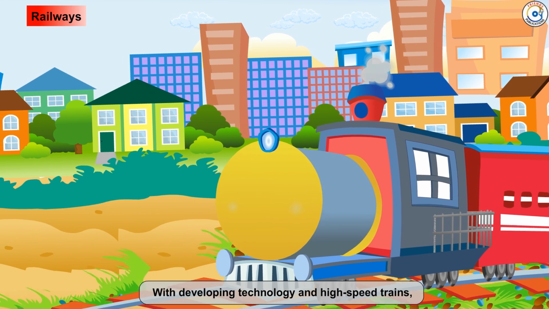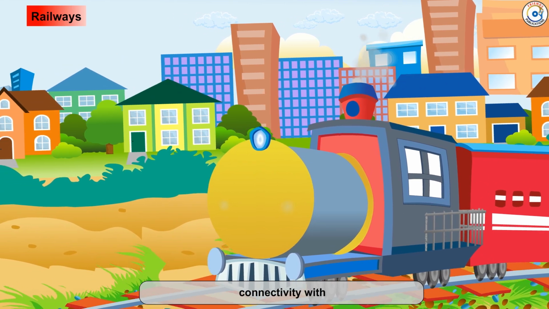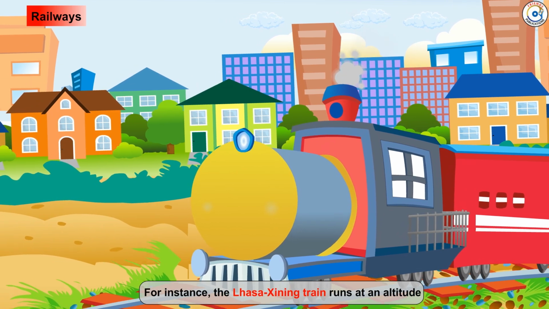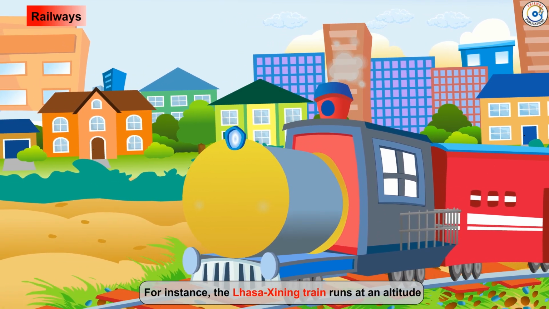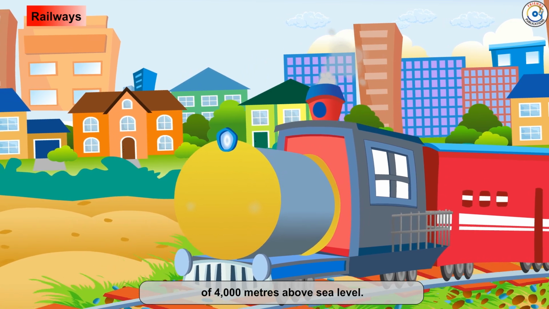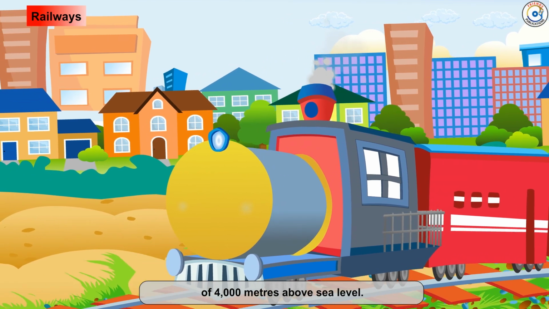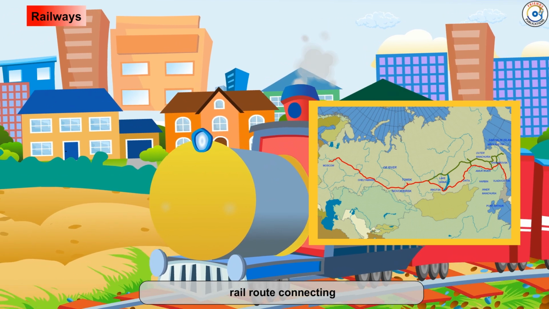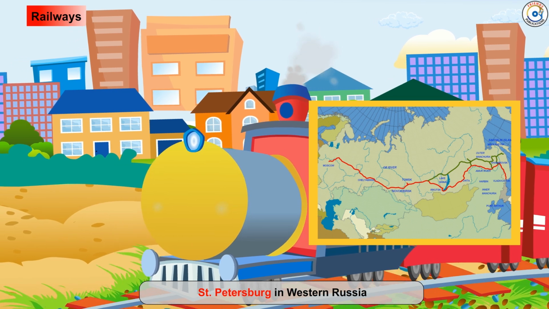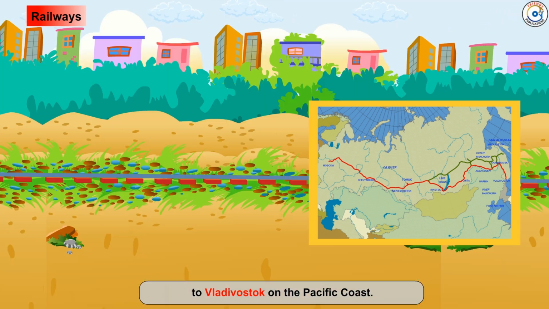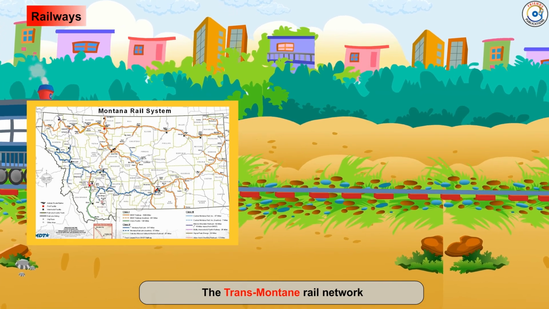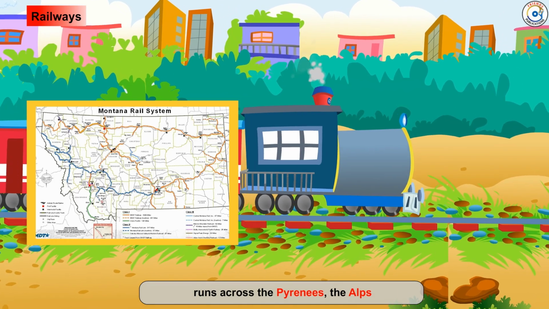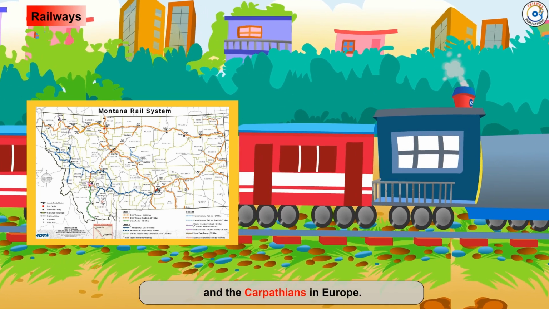With developing technology in high-speed trains, connectivity with inaccessible areas has become a reality. For instance, the Lhasa-Xining train runs at an altitude of 4,000 meters above sea level. The Trans-Siberian Railway is the longest rail route connecting St. Petersburg in western Russia to Vladivostok on the Pacific coast. The Trans-Montane Rail network runs across the Pyrenees, the Alps, and the Carpathians in Europe.